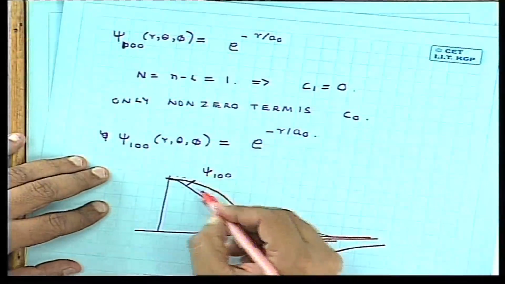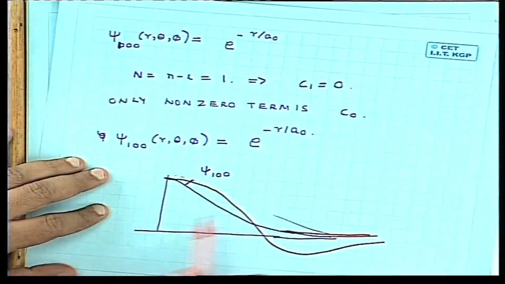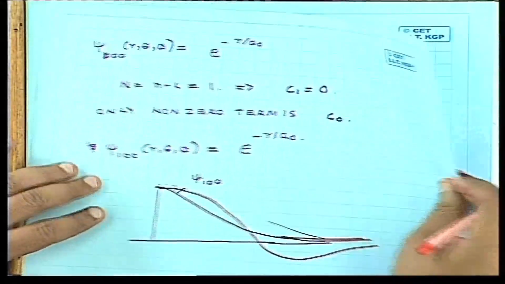The overall normalization has to be worked out. You should not believe these figures. This is just a kind of schematic diagram. Let us also work out the other possibilities for the first excited state.